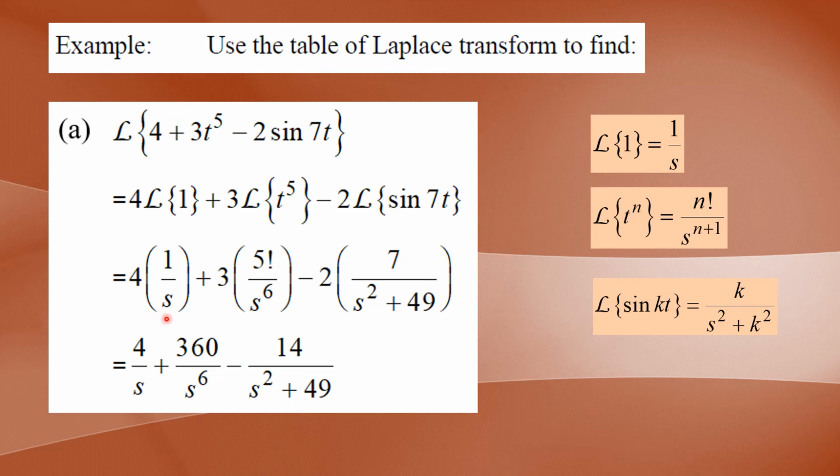So this is already the correct answer for the given question, but if we want to simplify some more, we can write as follows. 4 times 1 over s is 4 over s, plus 3 times the 5 factorial, which is the same as 5 times 4 times 3 times 2 times 1, which is 120, multiplied by 3 gives 360, divided by s to the power 6, minus 2 multiplied by 7 is 14, 14 divided by s squared plus 49.